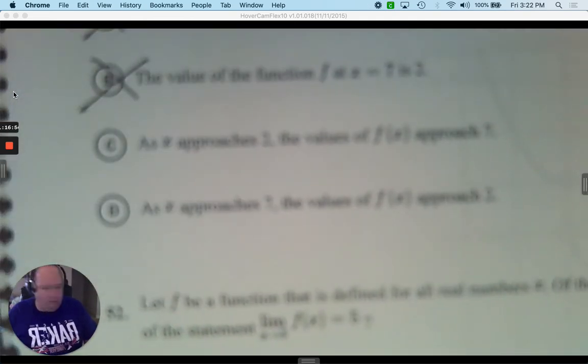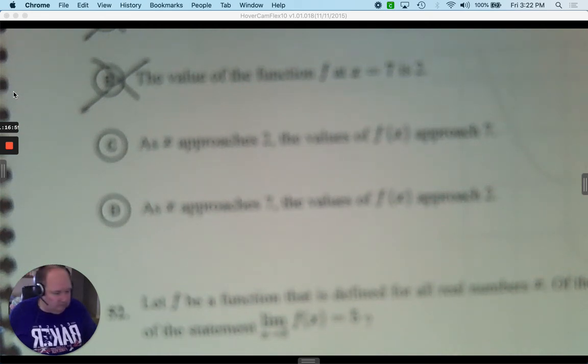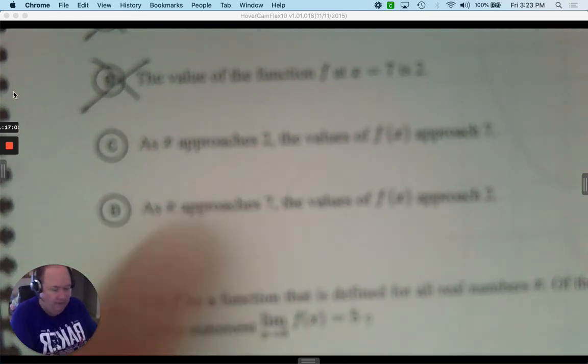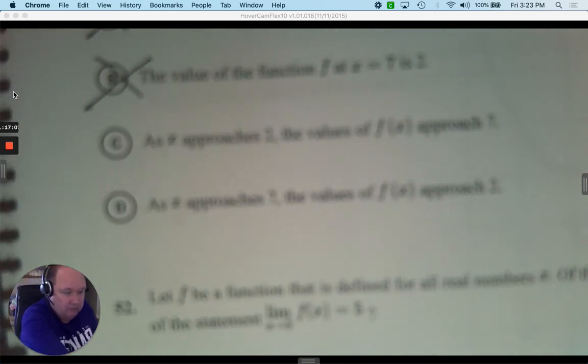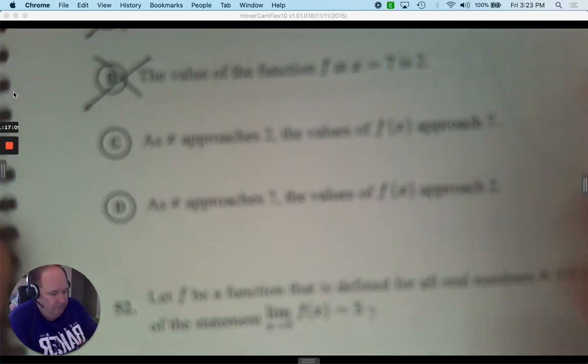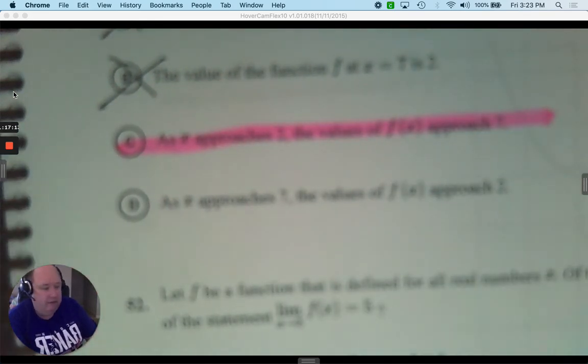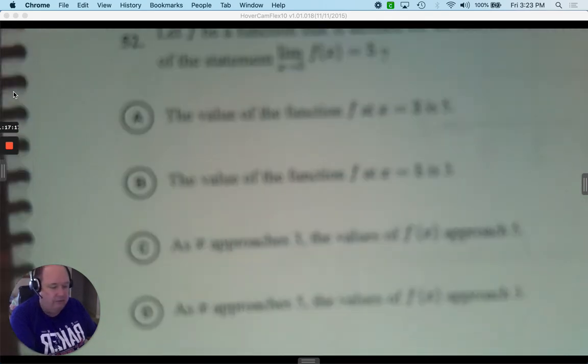So the answer to number 51 is that one, part C. As x approaches 2, the values of f at x approach 7. So the answer is C. Let's see if I can get it focused in there. There we go. All right, number 52.